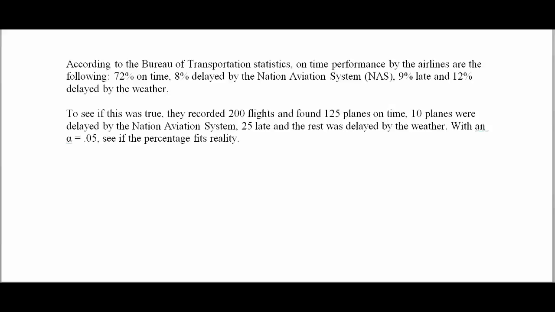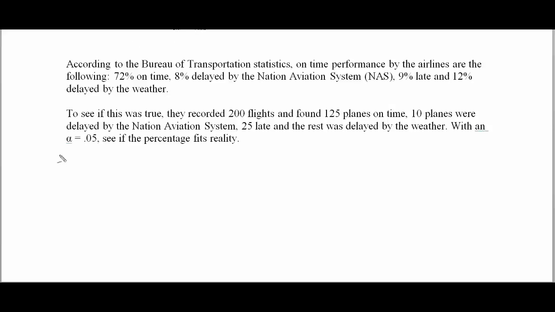So according to the Bureau of Transportation Statistics, on-time performance by the airlines is the following. 72% are on time, 8% delayed by the NAS, 9% late, and 12% delayed by the weather. To see if this was true, they recorded 200 flights and found that 125 were on time, 10 were delayed by the NAS, 25 were late, and the rest were delayed by the weather. With an alpha of 5%, test to see if this percentage fits reality.